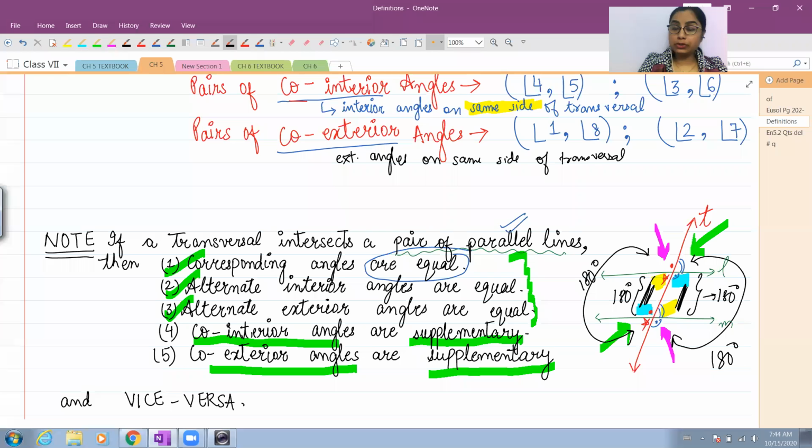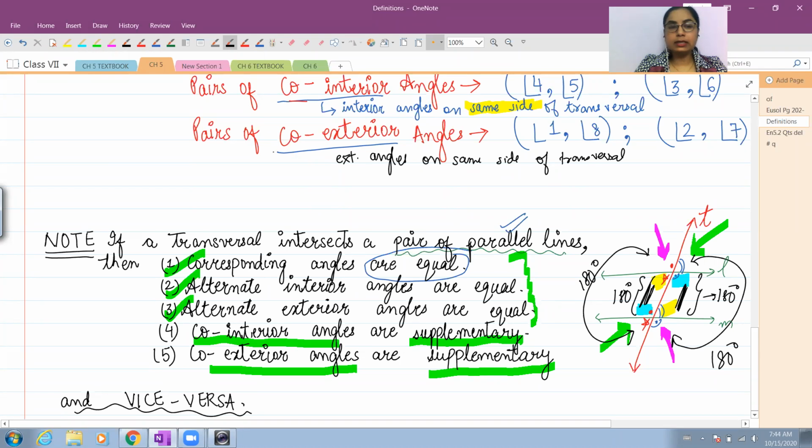We will be doing questions, and I hope that will make it clear when we use it in the questions. At the bottom here, I have written vice versa. Vice versa means that the opposite of these results is also correct. That if there is a picture or a diagram where you see that corresponding angles are equal, the first result, corresponding angles are equal, then you can say that the lines are parallel.